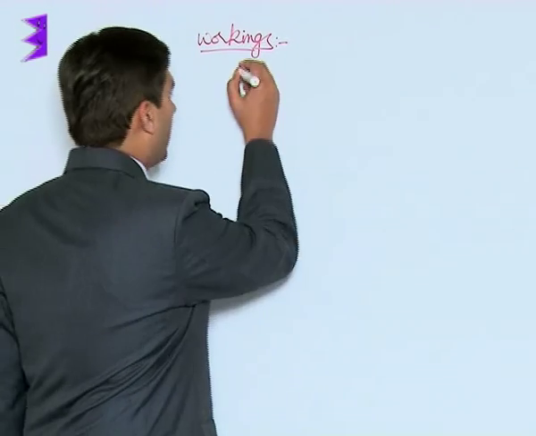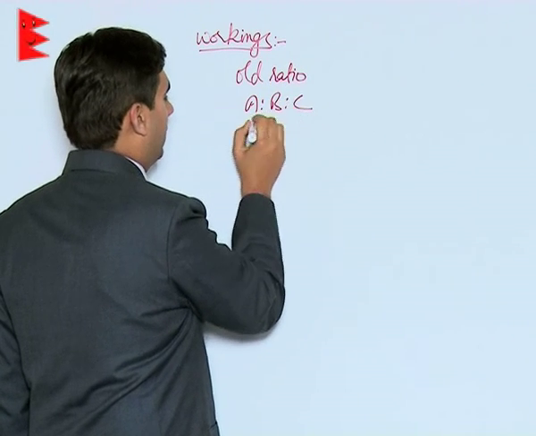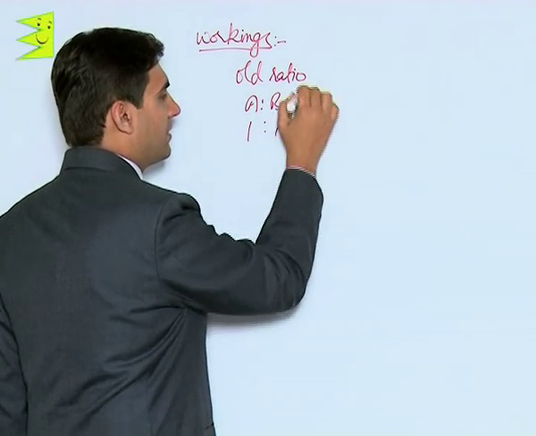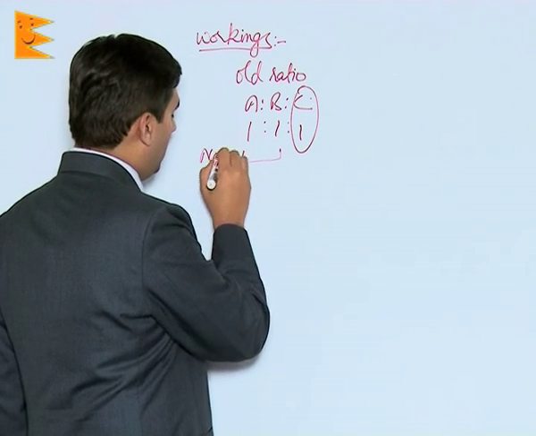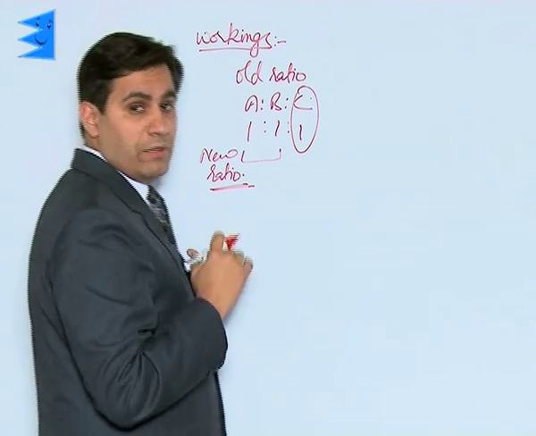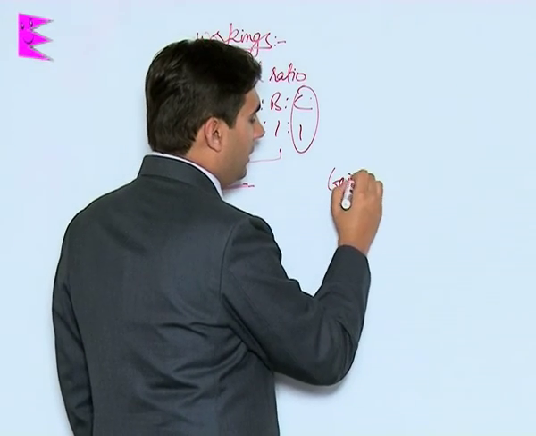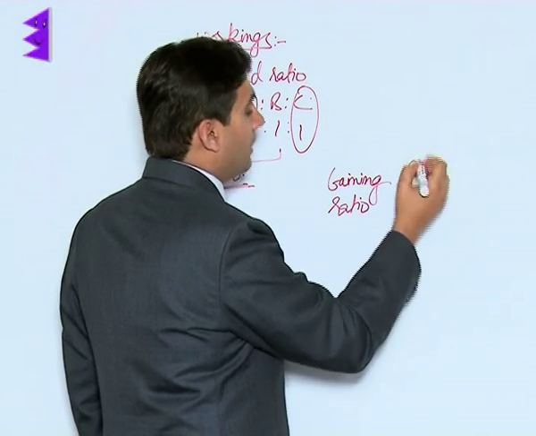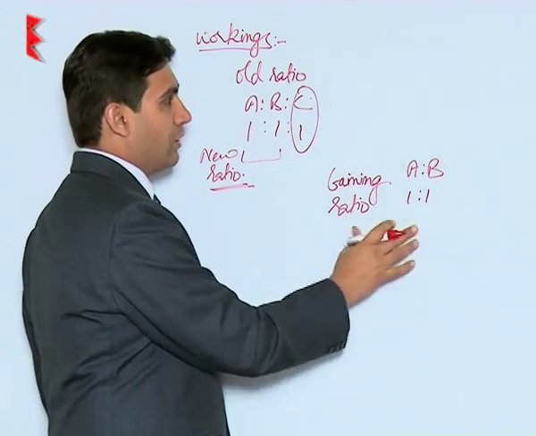Coming to the workings first, the old ratio of A, B and C is given to be equal, that is 1:1:1. In this case, C is retiring from the business and nothing is mentioned about the new ratio. So this would be your new ratio, that is 1:1. Remember, when nothing is given about the new ratio, this ratio of 1:1 between A and B would be taken to be the gaining ratio. That means the gaining ratio among the remaining partners A and B is also 1:1. So now students, we have the new ratio and we have the gaining ratio.